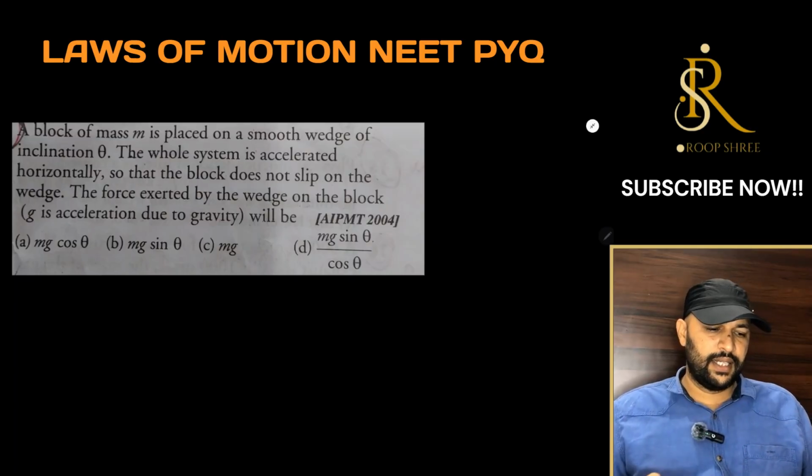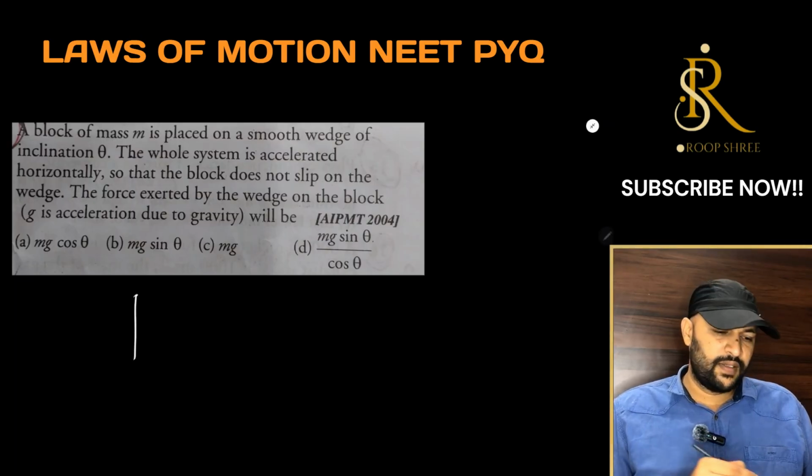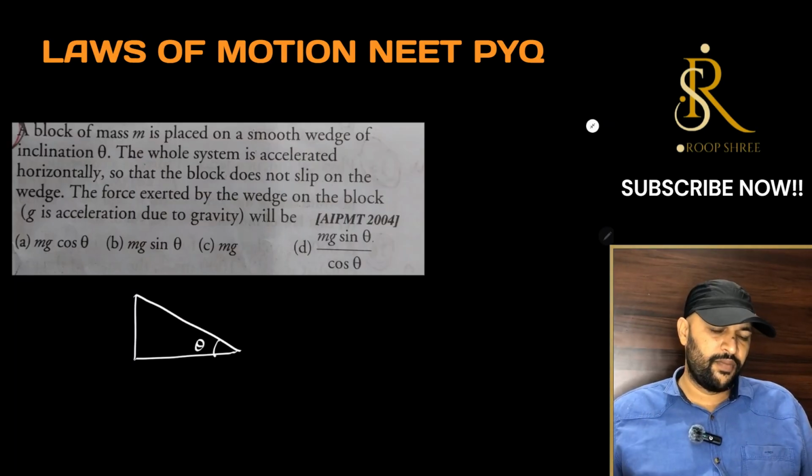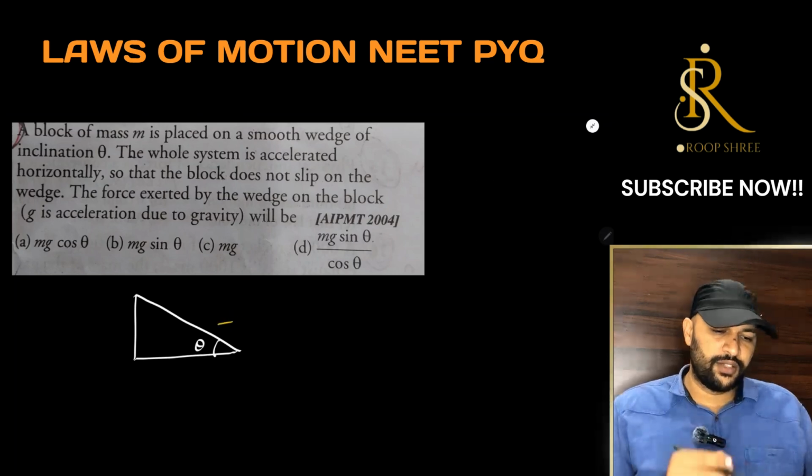Great. Let's see the next problem. The next problem says a block of mass m is placed on a smooth wedge of inclination theta. In case you are not familiar with the wedge, this is a wedge with an inclination theta. Okay, great. The whole system is accelerated horizontally. So let's accelerate it horizontally in the forward direction with a.